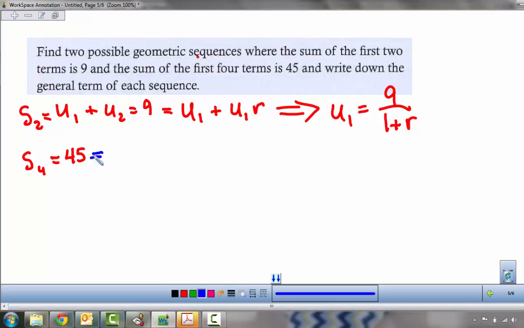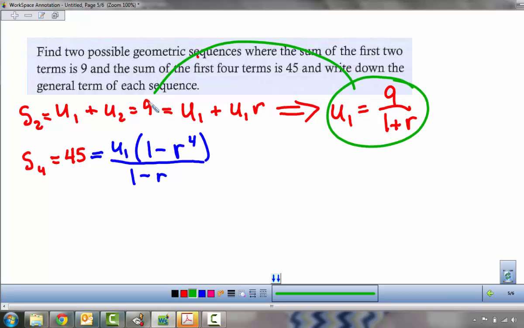Now S4, that's a little bit longer of an expansion. I'm going to use my sum formula, u1 times 1 minus r to the 4th over 1 minus r. Okay, well, how'd that help? Why did I bother writing all this stuff down? Well, if you look here, we can substitute. We have an expression for u1. We have 2 equations. We're given 2 pieces of information. There were 2 unknowns that we need, u1 and r. I have a system of equations that I'm solving by substitution.